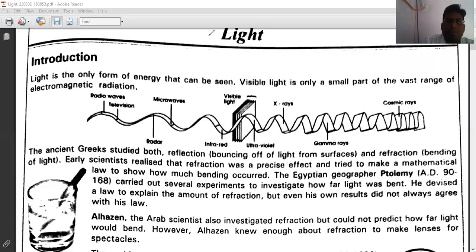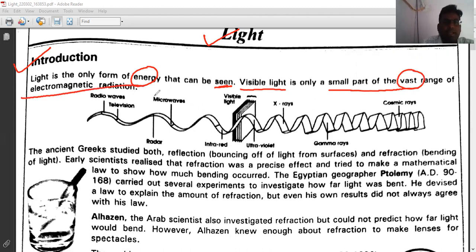So now we will study light. Let us see the introduction of light. Light is the only form of energy that can be seen. Visual light is only a small part of the vast range of electromagnetic radiation. So light is a form of energy and it is part of electromagnetic radiation, which we see in our daily life.